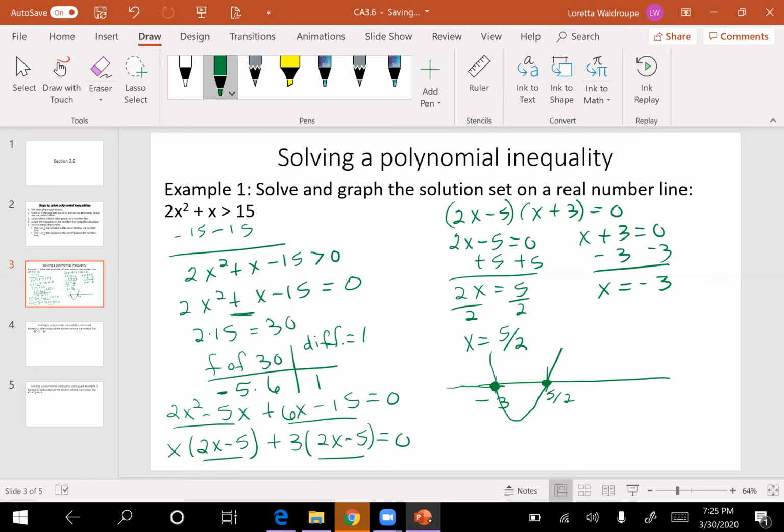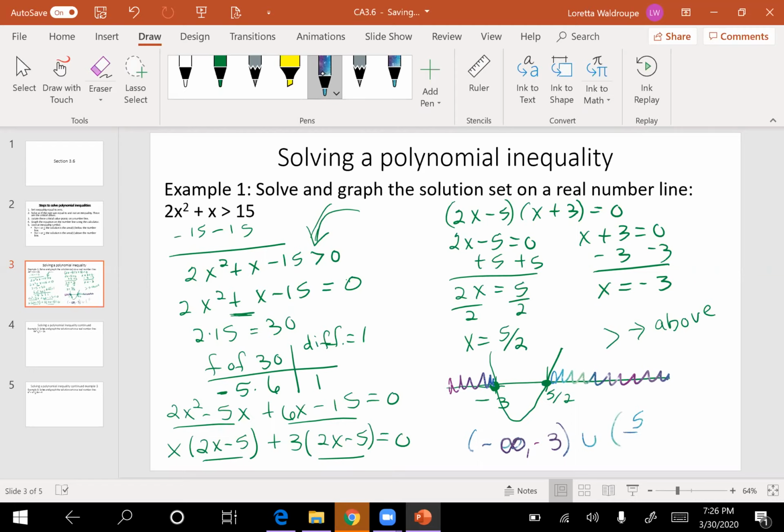Because my inequality is greater than, that means I want the areas of the graph above. So the graph is above here and above here. So I want everything from negative infinity to -3, and it gets a parenthesis because it's not equal to, and 5/2 to positive infinity.